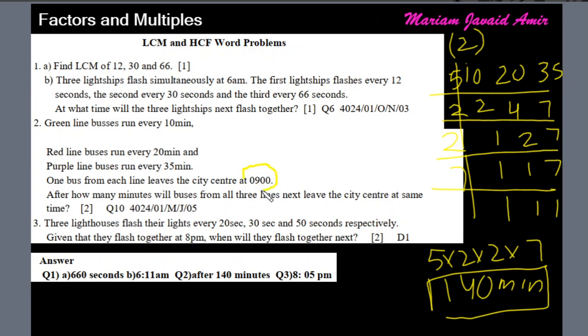This is some extra information given in the question which is not needed. If the question was at what time will the three buses next leave the city center, then we would have to add 140 minutes to this time, 0900. That would give us, I believe, 11:20 or whatever the answer is. But right now we don't need to use 0900. Alright.